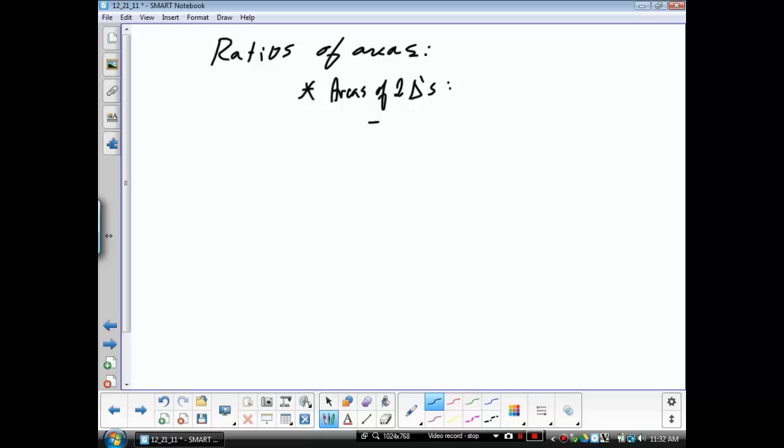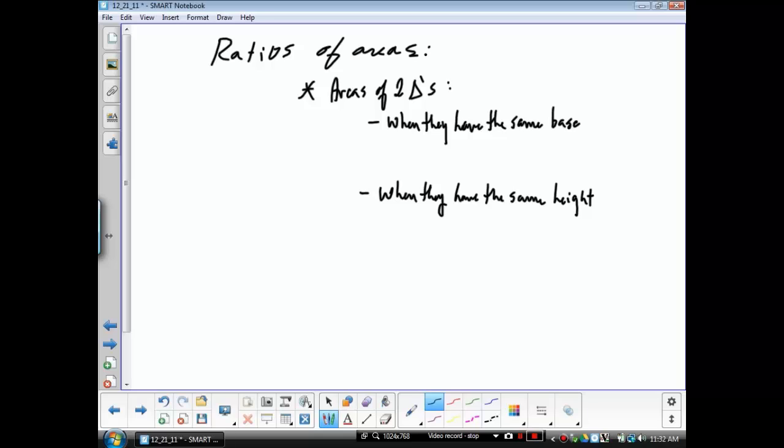The ratio when they have the same base. And leave a little space in your notes. The ratio when they have the same height. And finally, the third item, the ratio of their areas when they are similar.